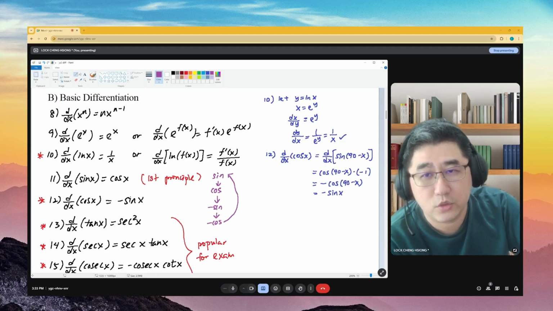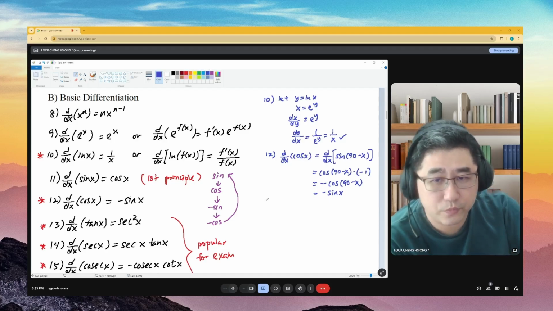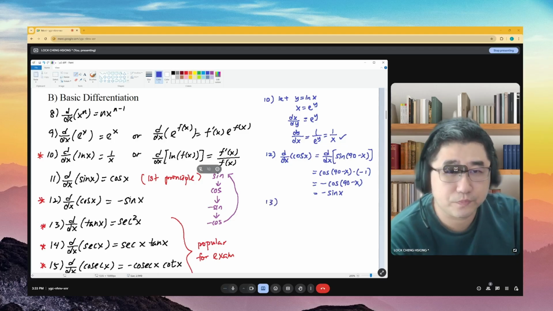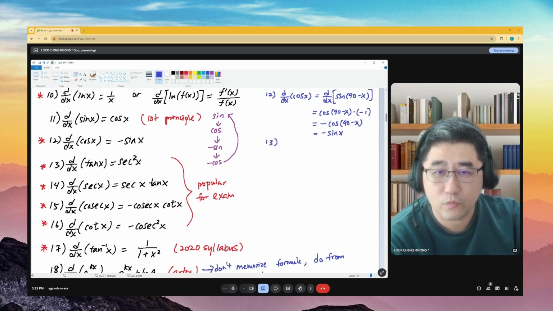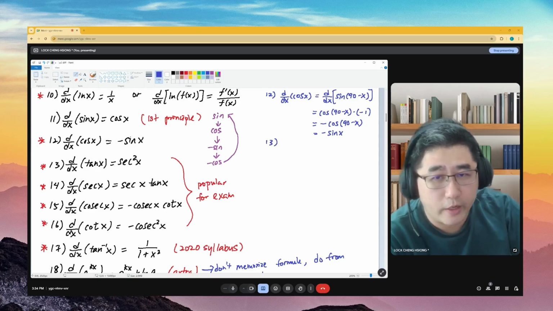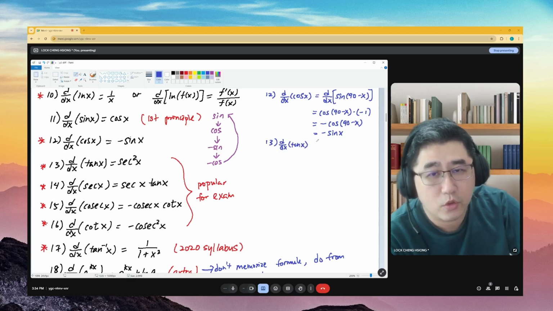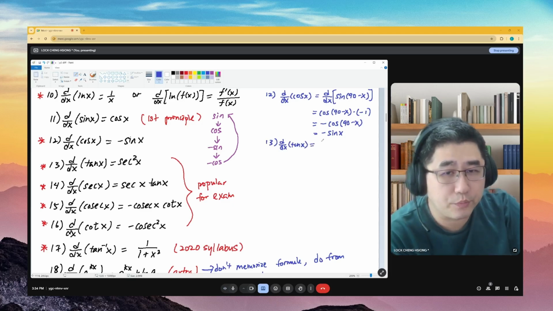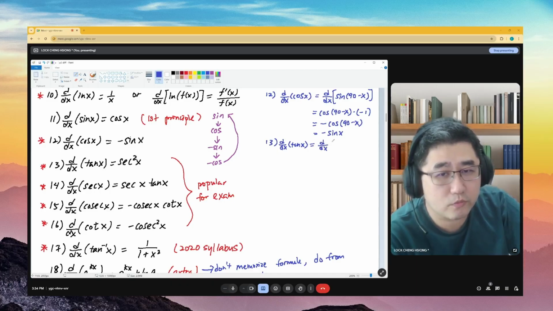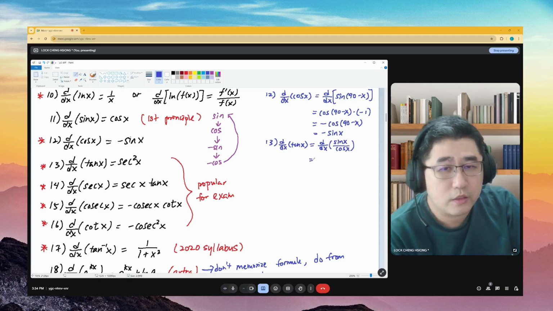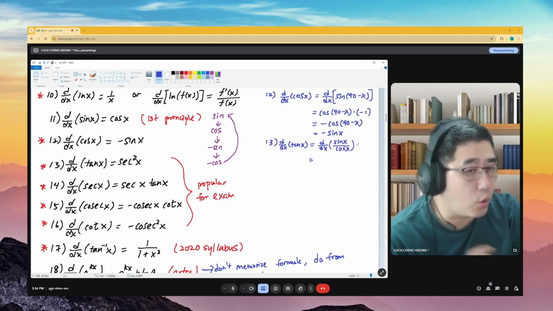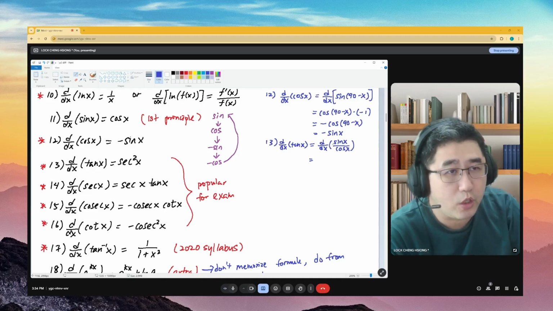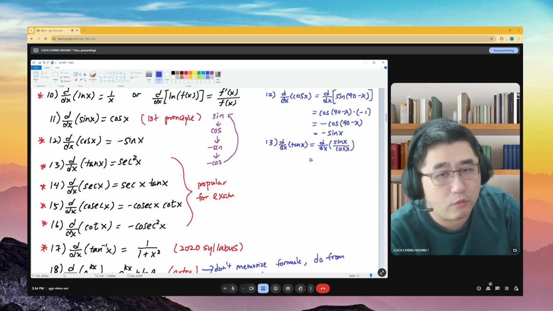Next, let's look at 13. What do we get for 13? I have d/dx of tangent x. Tangent from P1 can be written as sine x over cos x. Then I apply the quotient rule here: u prime v minus v prime u over v squared.